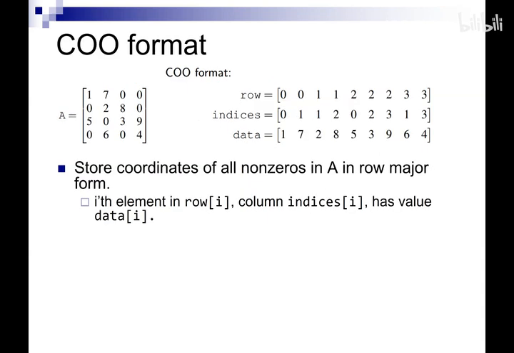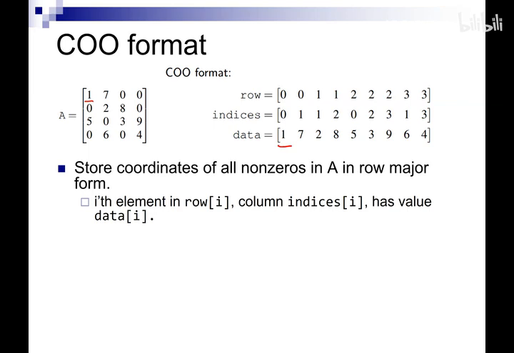Okay, so next we have the COO format. This stands for coordinate. It's a very general format, and it's going to iterate through A in a row major ordering, and then it's just going to store all of the non-zeros that you encounter in this ordering. So for example, the first non-zero you encounter is going to be 1, so we're just going to store the 1.